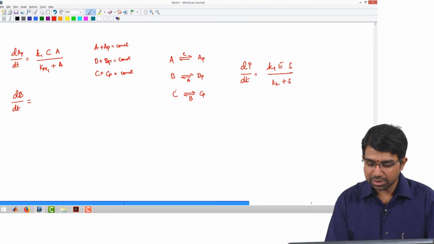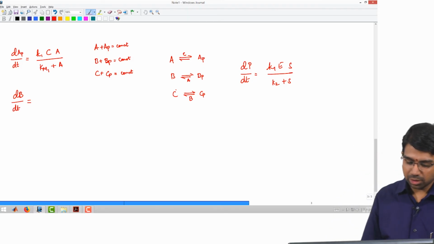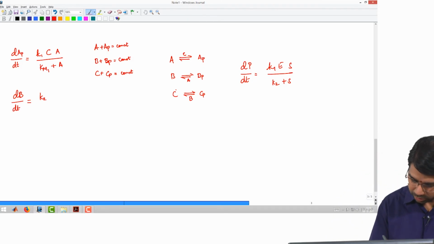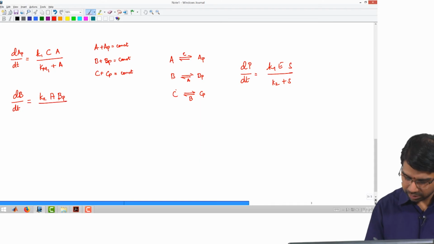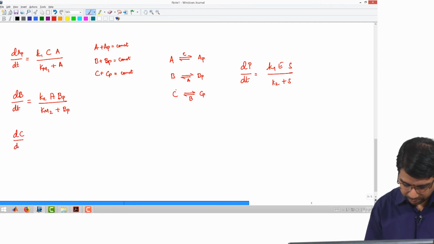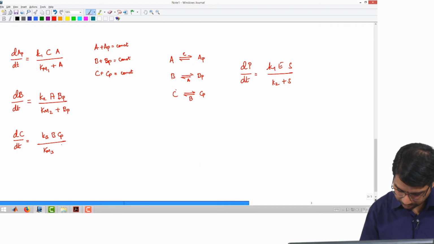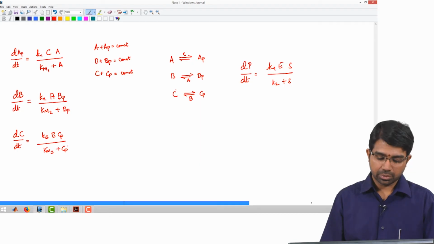Okay, so, what is dB by dt here? It is going to be K2 A BP by Km2 plus BP. Then dC by dt will be K3 B CP by Km3 plus Cp. This is what we think they are.